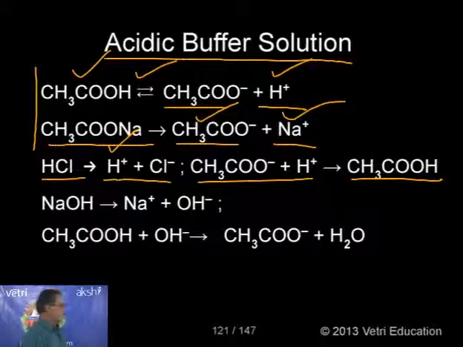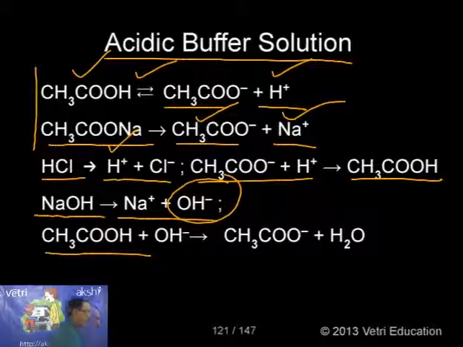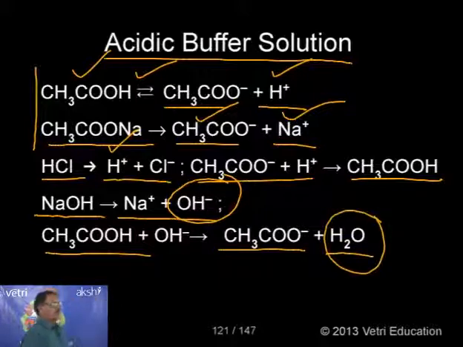In the same way, now you add a few ml of sodium hydroxide. Sodium hydroxide is again a strong electrolyte, and it immediately undergoes ionization to produce sodium plus and OH minus. This OH minus ion combines with the unionized acetic acid in the buffer solution to produce acetate ions and water. Water is a weak electrolyte and will not ionize further, only a very limited amount.